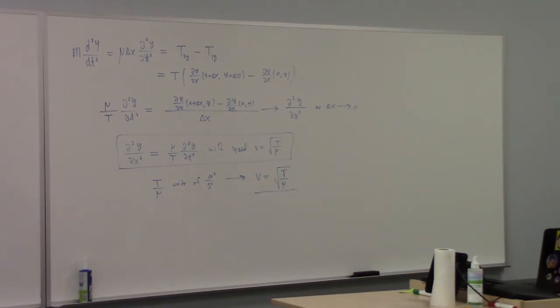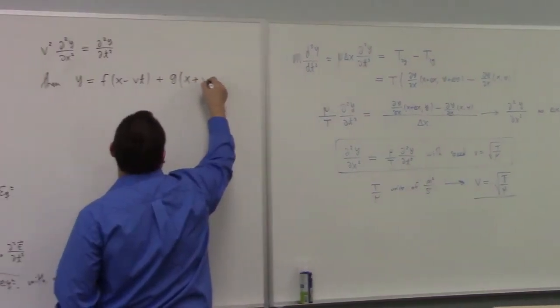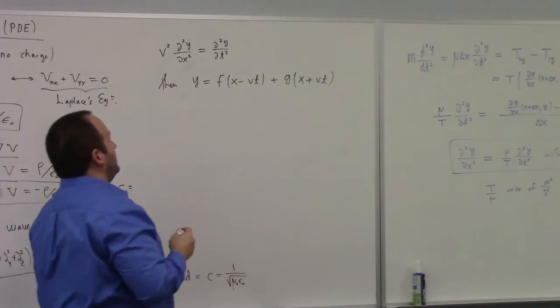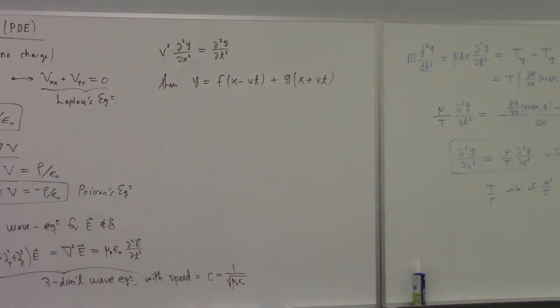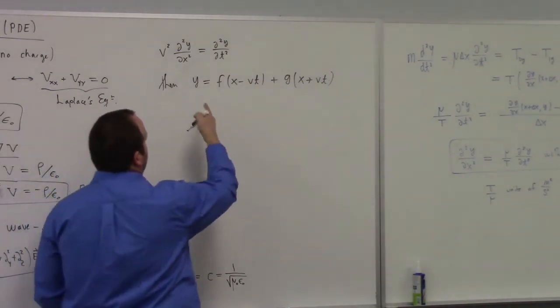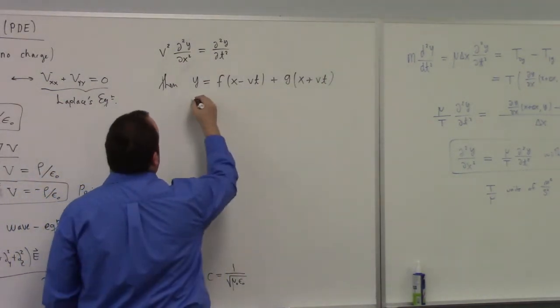So if we have the equation partial squared y partial x squared, I can put the v squared over here, partial t squared. Then if you look at y as any function f of x minus vt plus any other function g of x plus vt, that will solve this wave equation. Why? Well, take some partial derivatives, right? So what's y_xx?